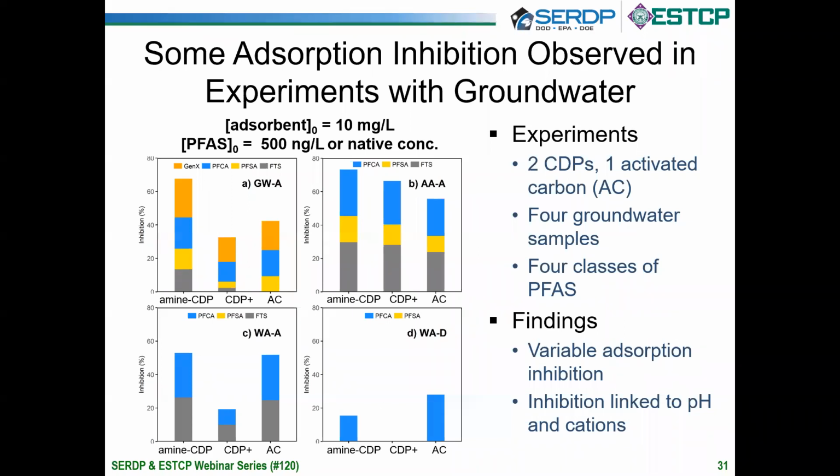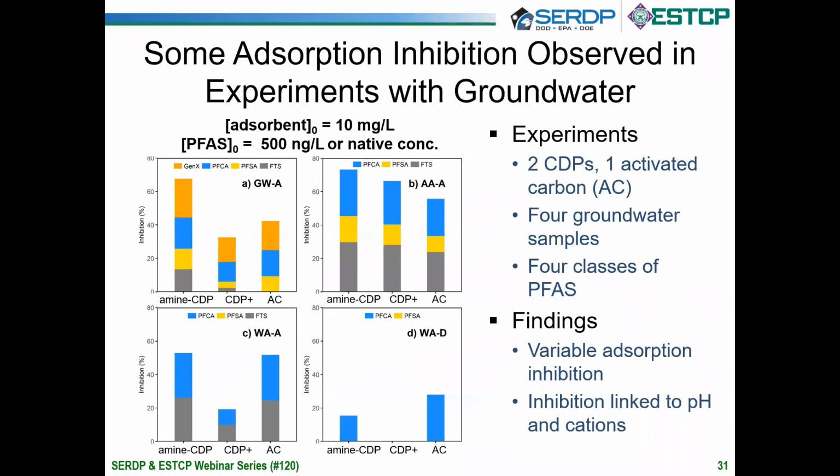What we found was that the extent of adsorption inhibition experienced by amine CDP and CDP+ varied among the groundwater samples, and that CDP+ always exhibited less adsorption inhibition, and sometimes no adsorption inhibition at all, as shown in panel D.